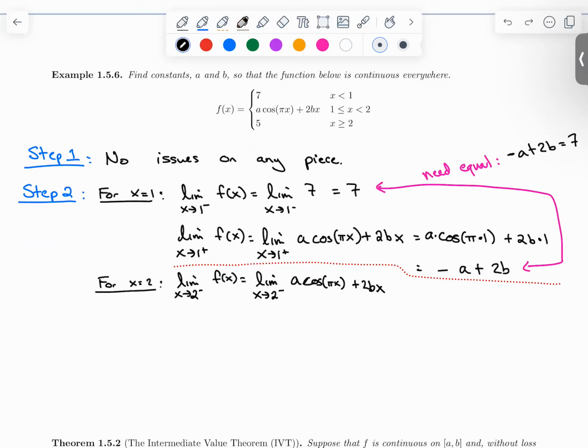We end up with, using the wrong type of pencil, a cosine of pi times 2 plus 2b times 2, which ends up being a plus 4b. Because remember, that would be cosine of 2 pi, and cosine of 2 pi is 1.